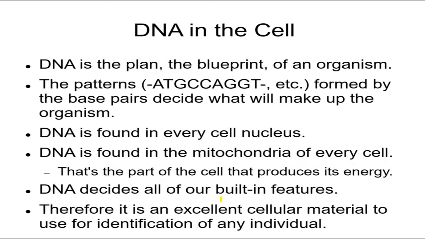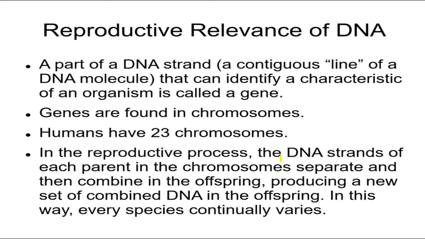DNA decides what our features are. Like if we have brown eyes, it's because our DNA says make brown eyes. So we're all different. Therefore, each person's DNA is different. So if we want to examine cellular material to find an individual characteristic, DNA is certainly a useful thing. Now, DNA is critical in reproduction of every form of life that we know.